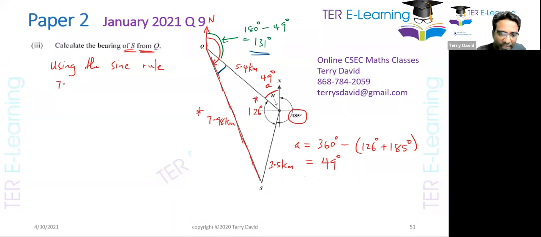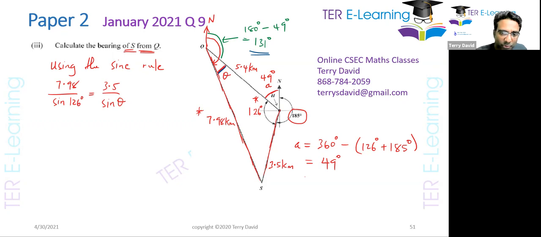So 7.98 divided by sine 126 degrees is equal to, remember you're trying to work out this piece here. This angle is what you need to figure out. So I have to use this length here, which is opposite that. So this is 3.5 divided by sine of the angle that I don't know. Let's give it a label, let's call it theta, sine theta. So I'm trying to solve for theta. And if I solve for theta, then I'm going to just add that to 131, and that will be my final answer.